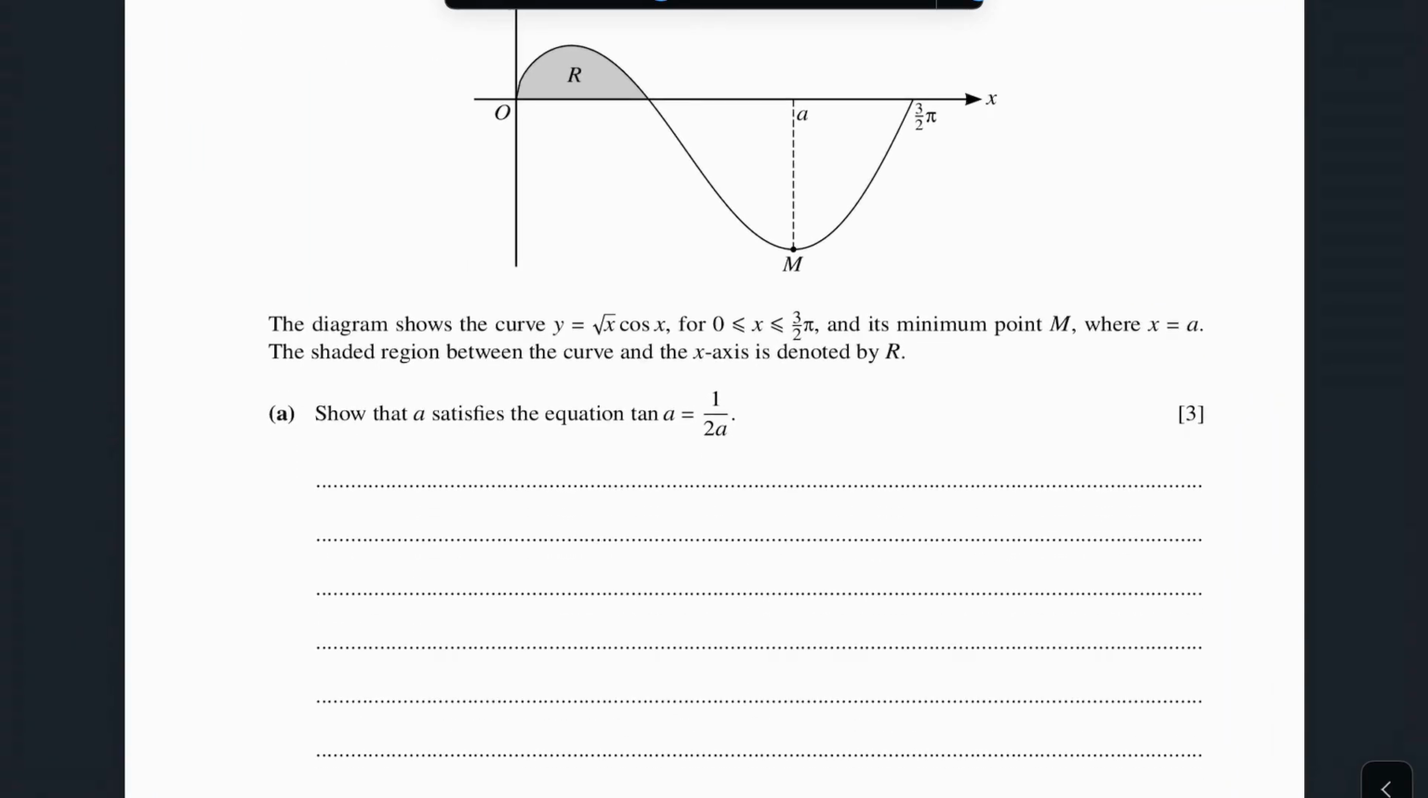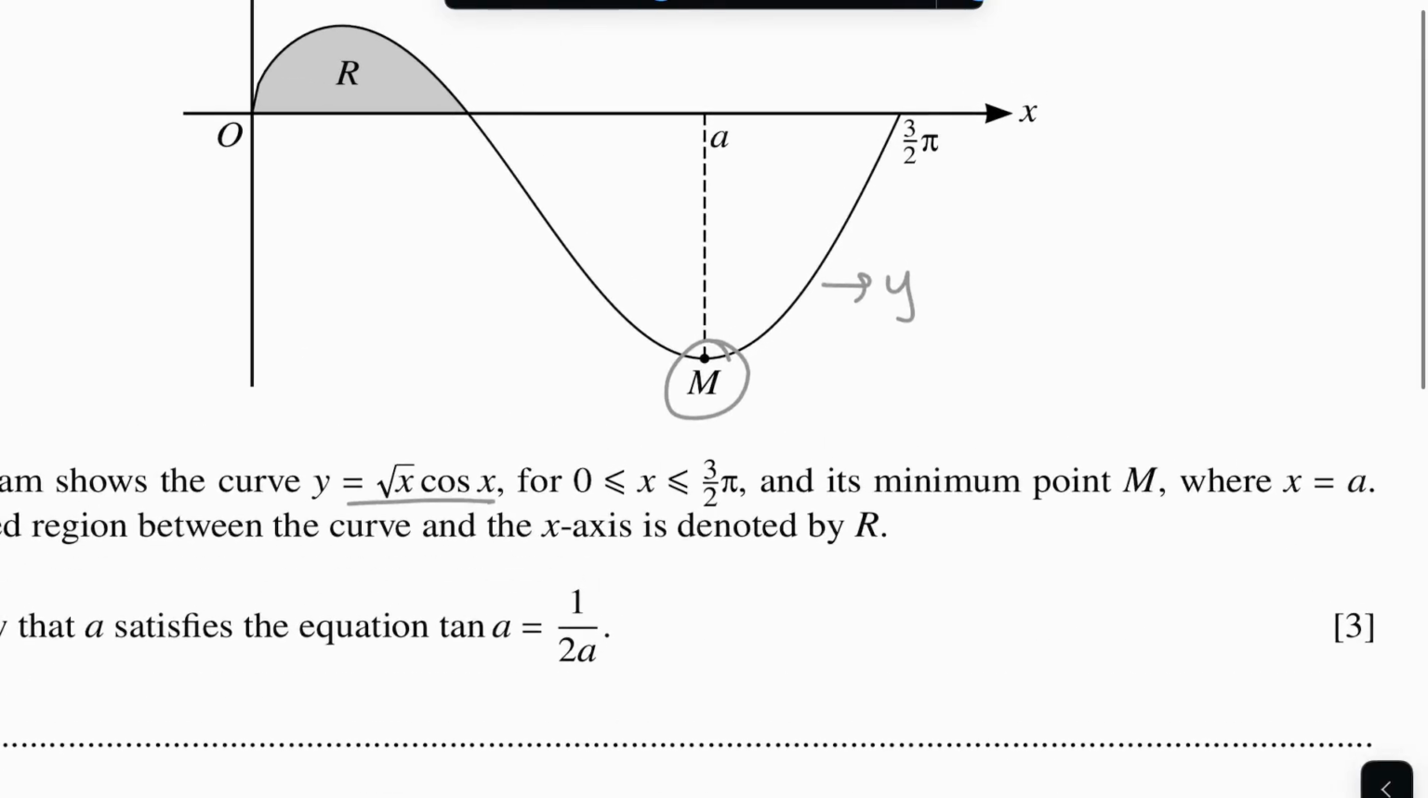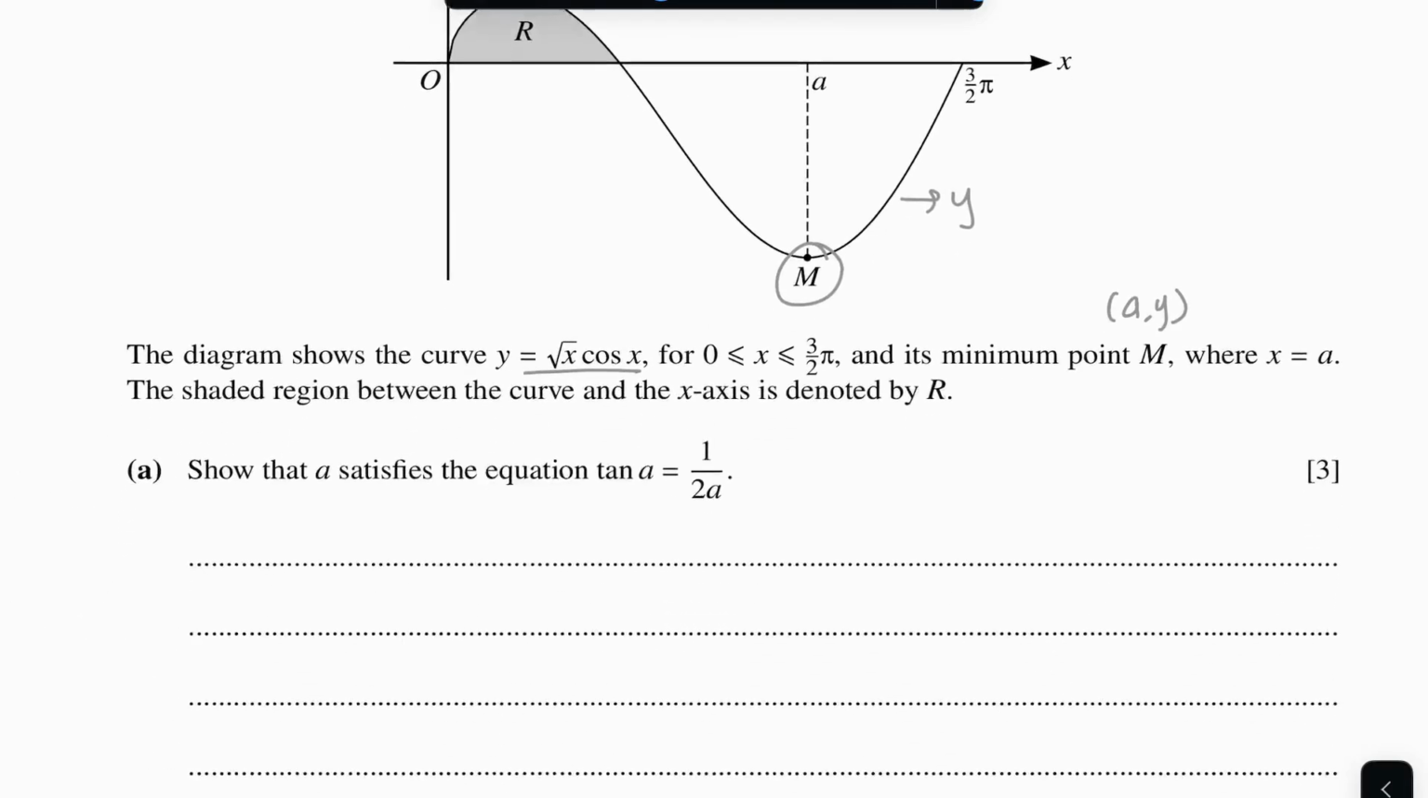So for the last part of this paper, question 10, we have been given a curve y. This is our curve y, and this is the function for it, and it has a minimum point, as we can see, at M, and this minimum point occurs when x is equal to a. So for this, the coordinates would be a comma y, because we don't know the y value yet.